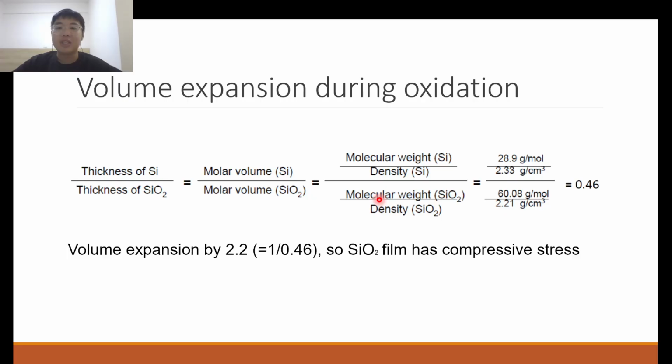Okay, so one thing to take note is that oxidation always accompanies a volume expansion, and this is very intuitive because after all, you are transforming from Si to SiO2, which intuitively occupies a bigger space. And indeed, we can use the densities of silicon and silicon dioxide to calculate that there is a 2.2 times volume expansion. So the silicon dioxide film has compressive stress because at the interface it's forced to take on the same area as the silicon below it, but it has a need to expand its volume. So you can think of it as bearing some form of compressive stress at the interface.